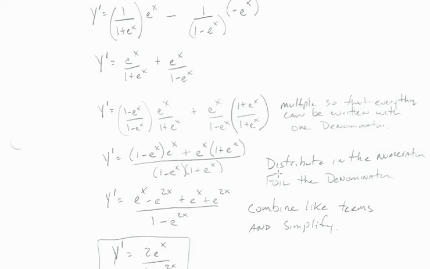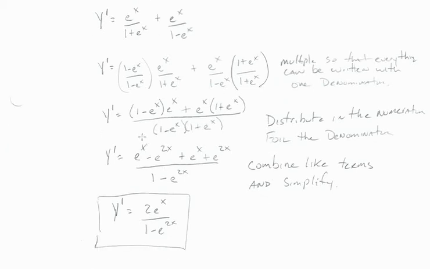So when we do that we get e to the x minus e to the 2x. Remember, when we multiply terms with a common base, we add the exponent. That's why it's e to the 2x. Plus e to the x plus e to the 2x. The e to the 2x's cancel because one's positive and one's negative. So we're left with e to the x plus e to the x, which gives us 2e to the x.